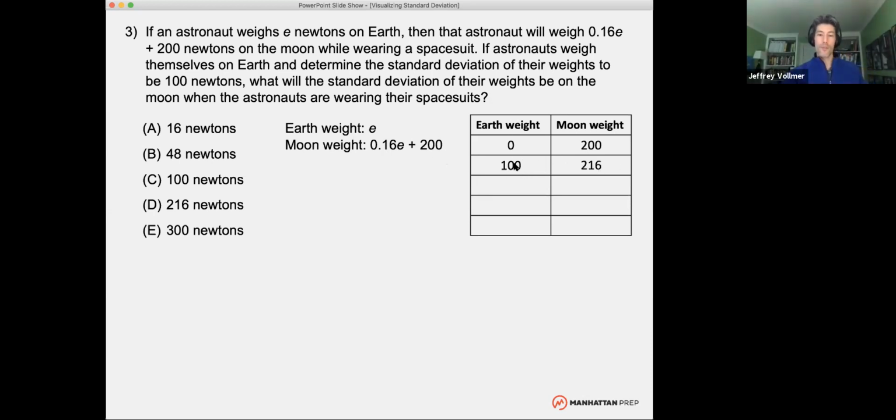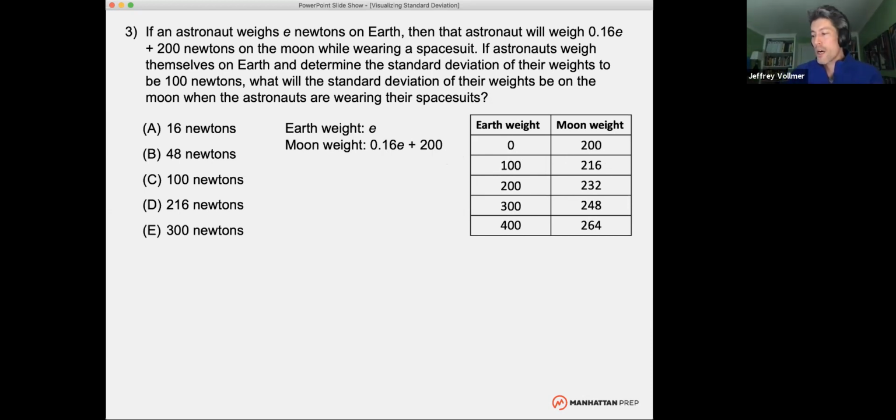So we can see these transformations. Their moon weights are actually going higher. I thought you were supposed to weigh less on the moon. Well, we continue this, and the transformations keep going. And eventually, yes, people do weigh less on the moon than on the Earth. It's just that the spacesuit weighs a lot. So we have to deal with that.